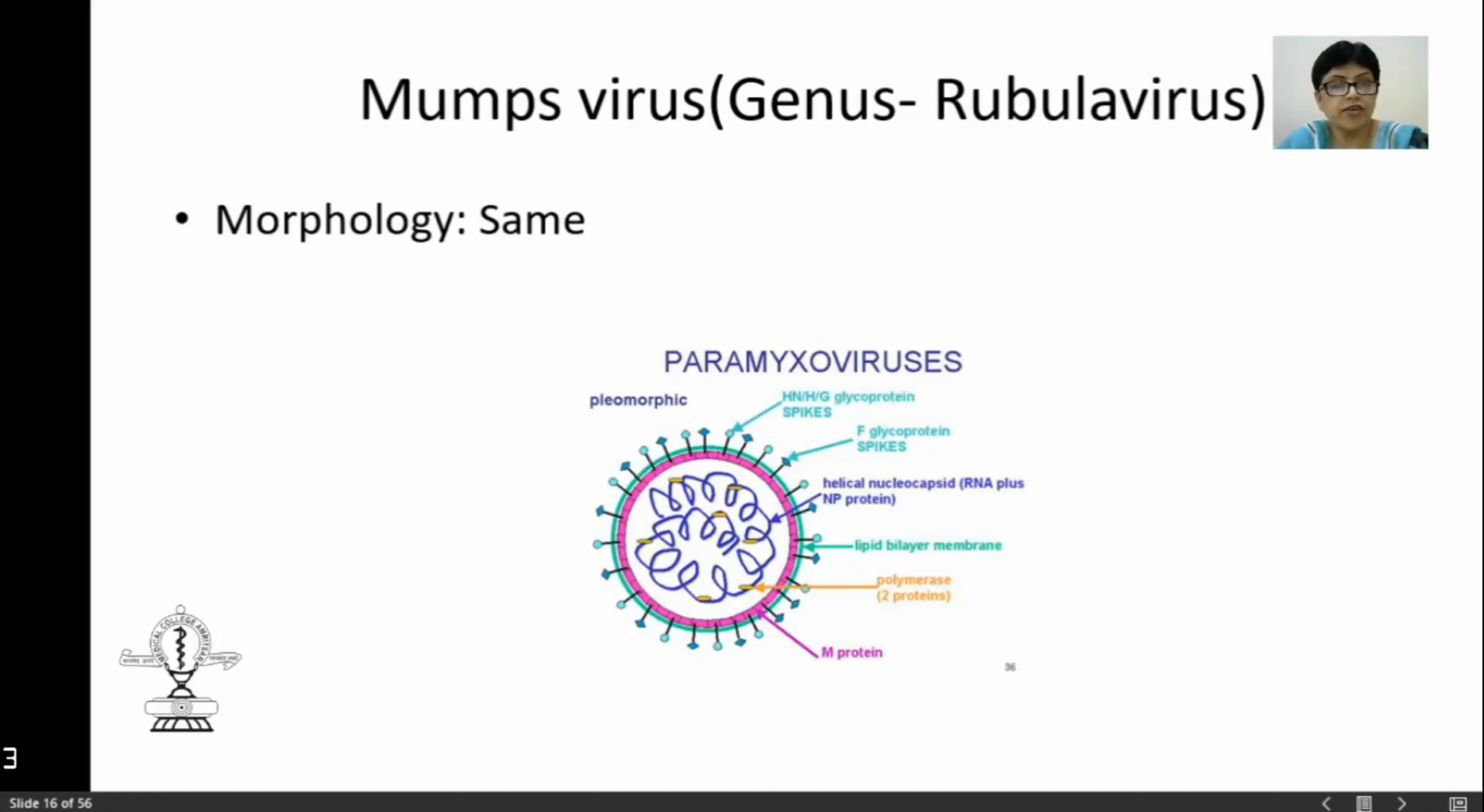Recall the virus structure, and here you can make out the negative sense single-stranded RNA, which is enclosed in a matrix shell and an envelope which has two glycoprotein peplomers. The hemagglutinin neuraminidase peplomer, which is seen with mumps, and the F glycoprotein spikes. Because of the presence of the hemagglutinin neuraminidase spike on the envelope, this virus can agglutinate RBCs from many species besides humans, that is guinea pig and fowl RBCs too.